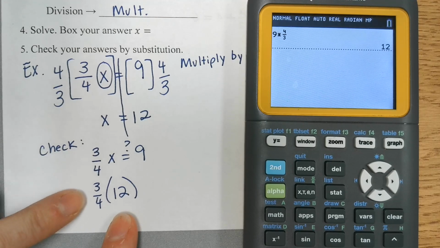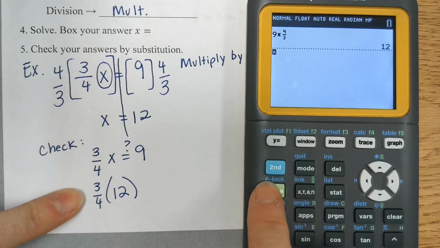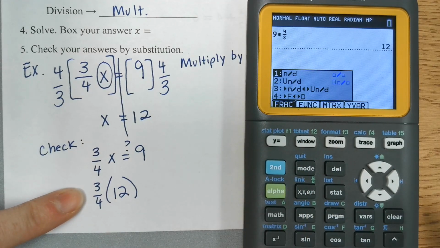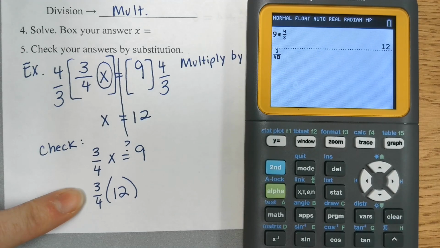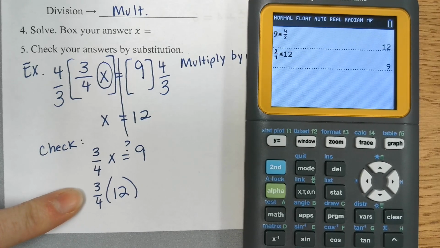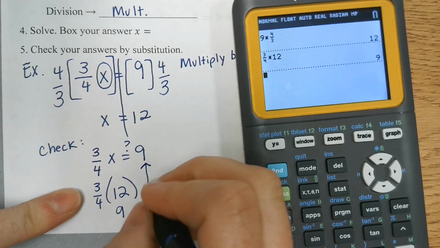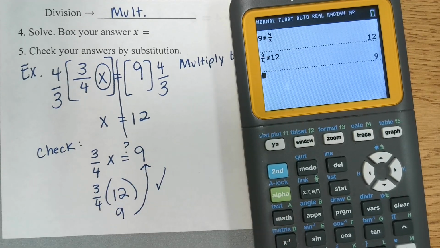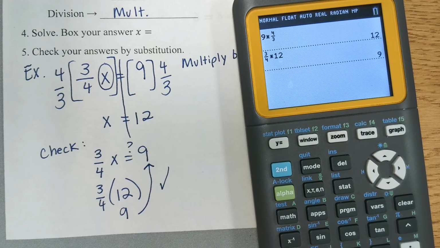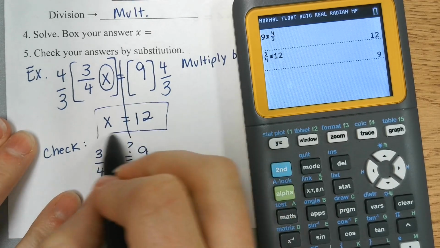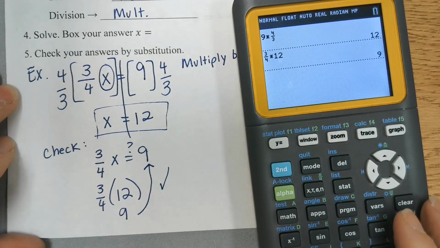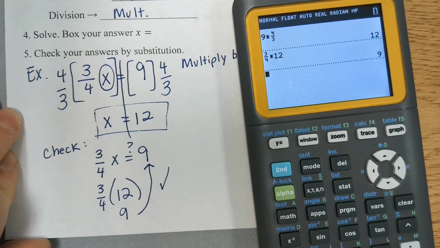So now let's check. So now in the calculator, do alpha y equals and get 3 over 4. Then multiply times 12. You can have it in parentheses or not in parentheses. And that does equal 9, which is what we wanted, right? So that's where we're able to show we checked it. So put a box around x equals 12. Okay, so that's just a reminder about the reciprocal.